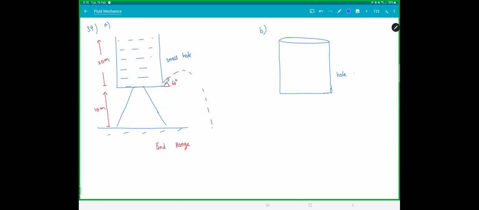So this is the hole of area A, and the other is root over 399 by 400 A. The hole is actually pretty big. And let's say this is 10 meters. Find velocity of efflux. Again, they're just formula based and little kinematics.